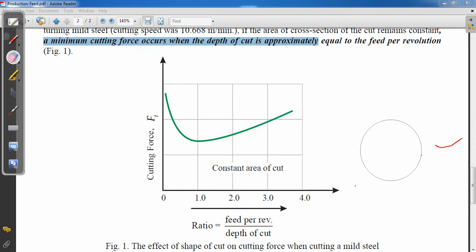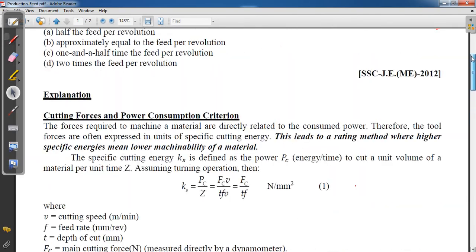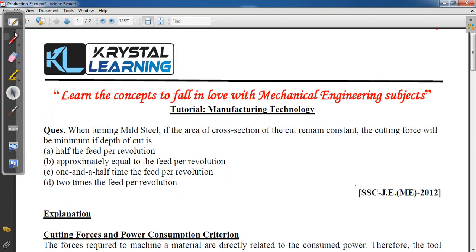So now coming back to the options. This is the important graph from where you can get the understanding to solve this problem. So for this problem, the right answer is approximately equal to feed per revolution.